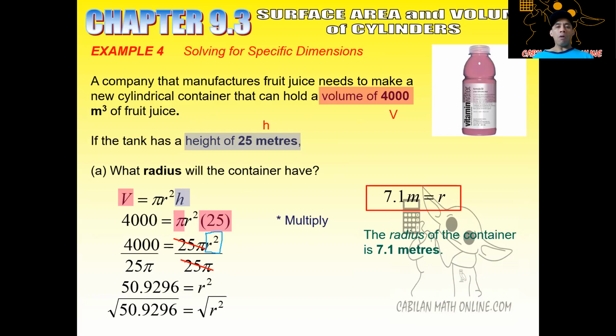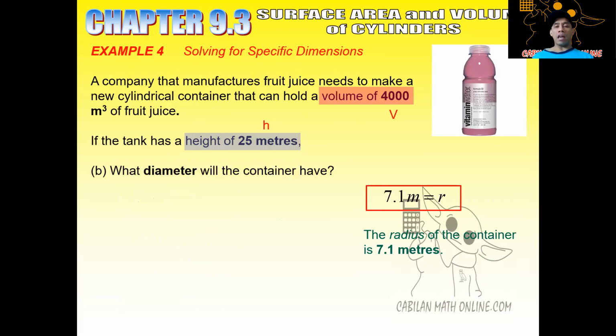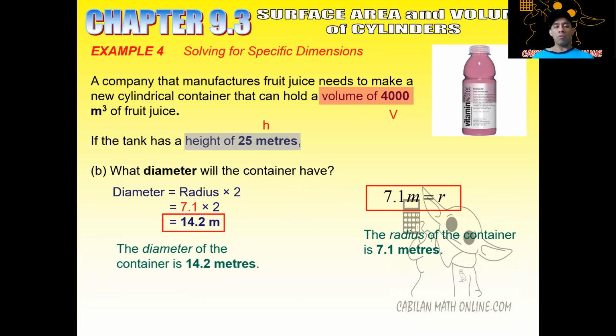All right, last but not least, since we have the radius, we just want to figure out very quickly what the diameter is. In the previous two examples ago, we had the diameter and we had to find the radius by dividing by 2. On the opposite end, we want to find the diameter from the radius, and all we're going to do is take the radius and multiply it by 2. So the diameter for this particular object here will be 14.2 meters.